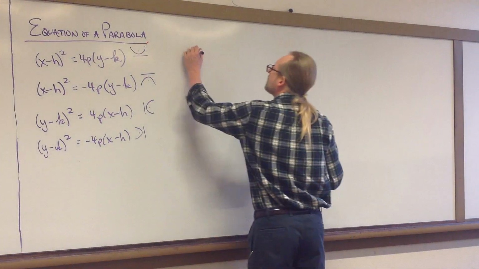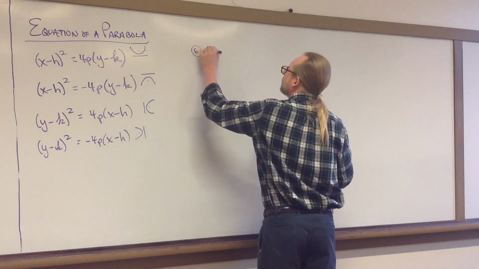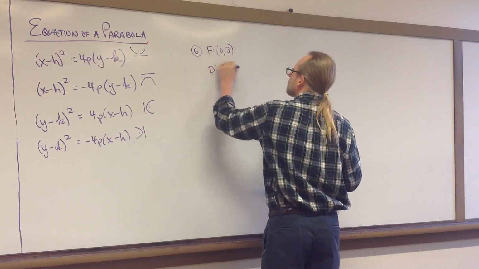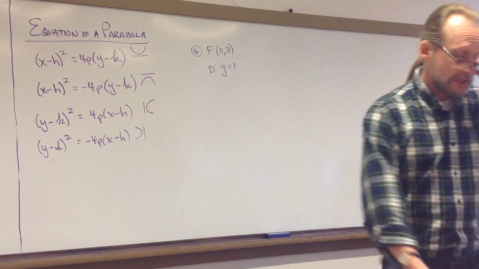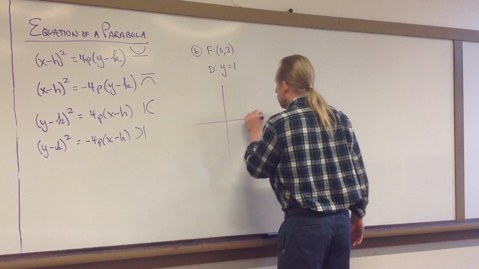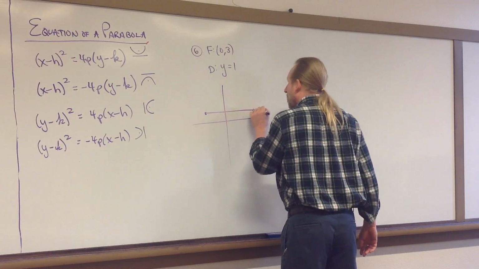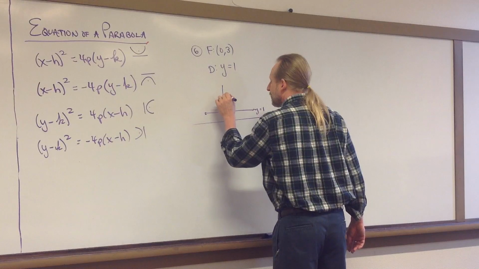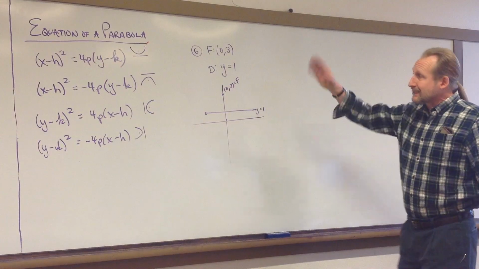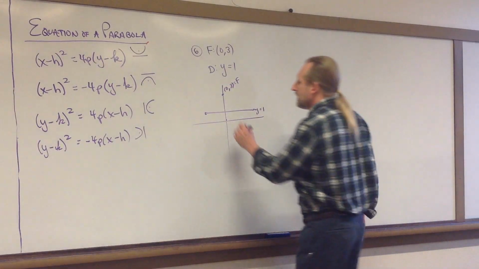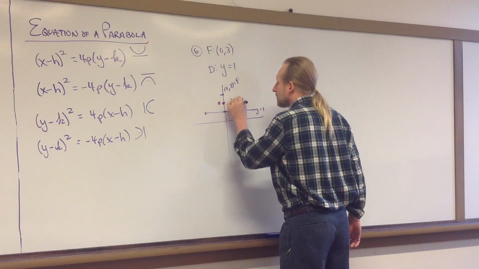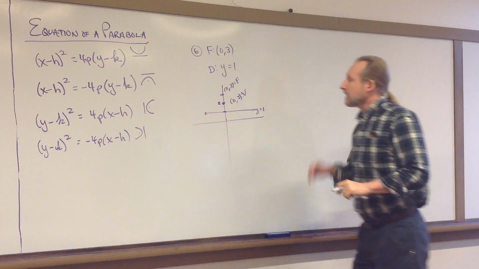Problem 6. This one's a little bit different. Here we've got a focus at (0, 3), and the directrix is the line y equals 1. That's the only information that we get. So, y equals 1 is here. (0, 3), we'll put it up there. That's the focus. So that means the vertex is halfway between them. Halfway between 1 and 3 is 2. That's our vertex. (0, 2) is the vertex.